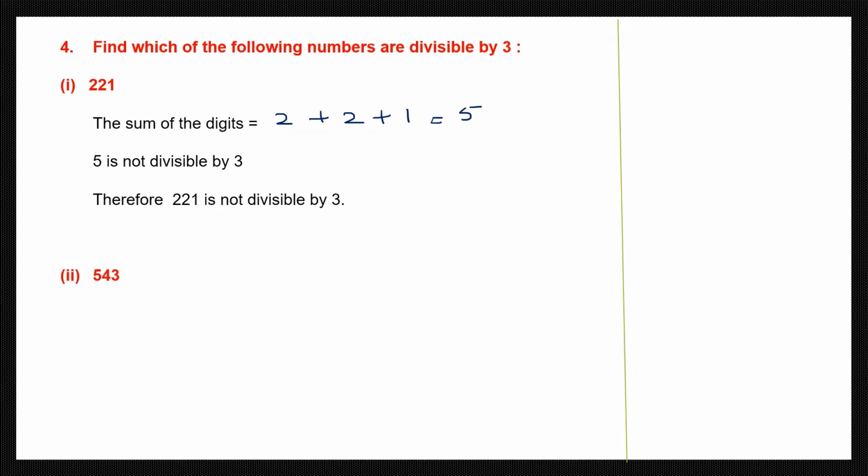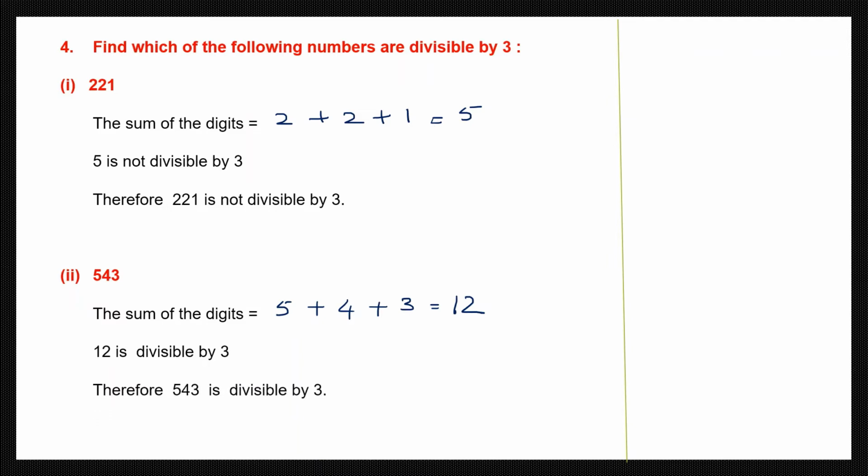Question 2. 543. Let's do the test for 3. The sum of the digits will be 5 plus 4 plus 3. 5 plus 4 is 9. 9 plus 3 is 12. 12 is divisible by 3, isn't it? 3 fours are 12. Therefore, 543 is also divisible by 3.